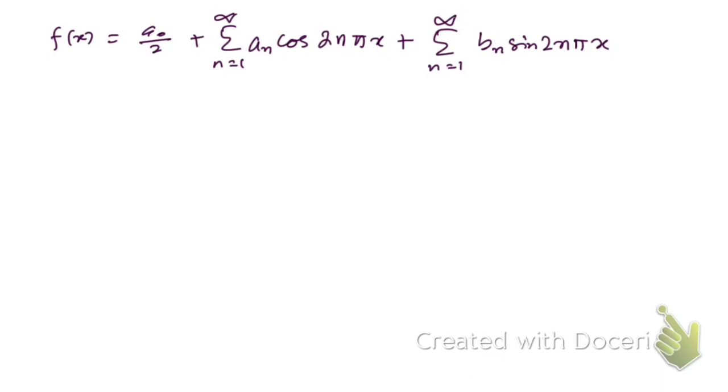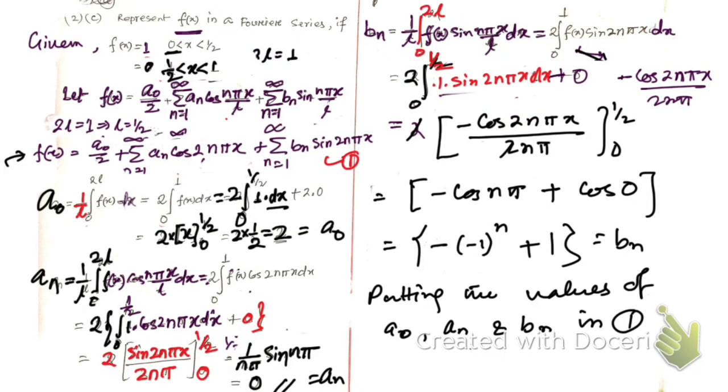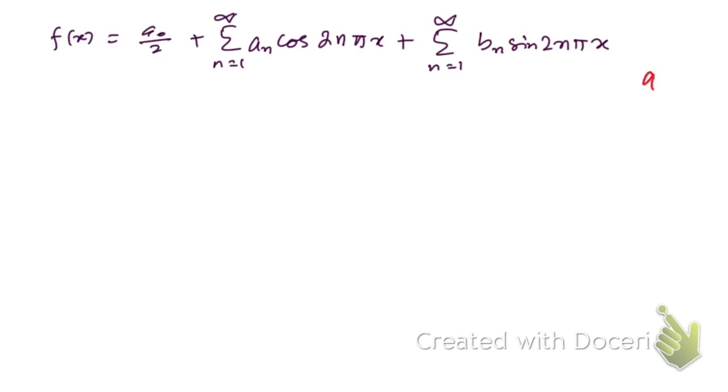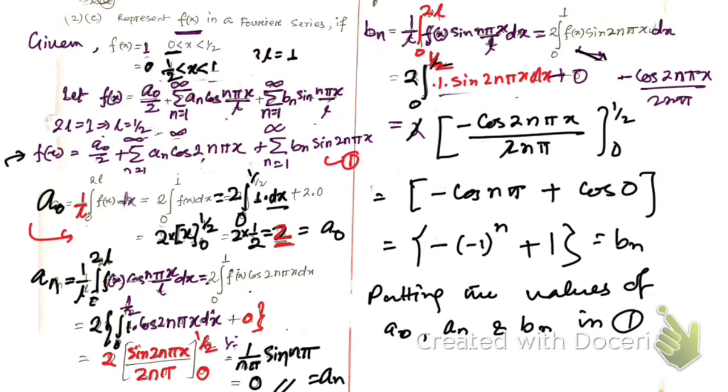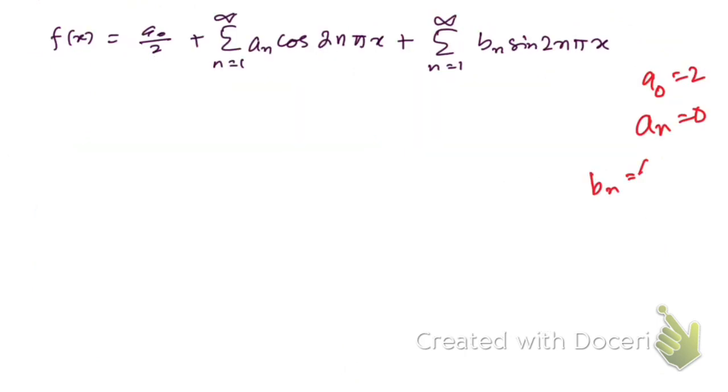That's what we had. Now you see, we have got a naught is equal to 2, and an is equal to 0. Here you can see an is equal to 0, and bn is equal to this value, minus 1 to the power n minus 1. That's what we have got, right? So you can take the minus common, then you're going to get minus 1 whole to the power n plus 1. That's what we're going to have, right?